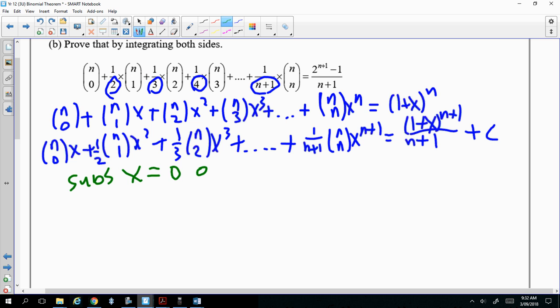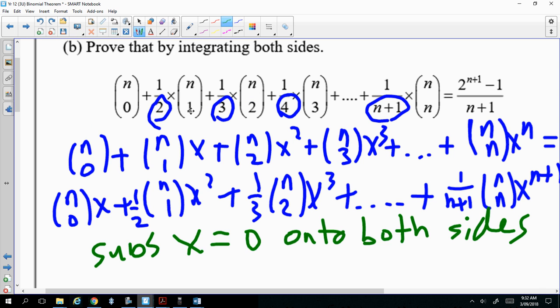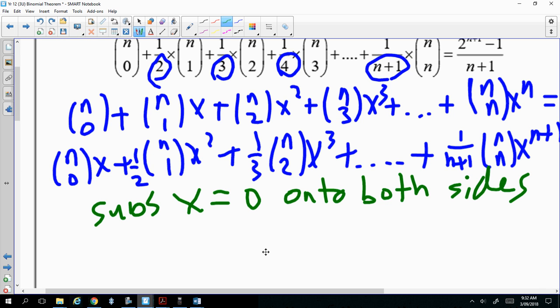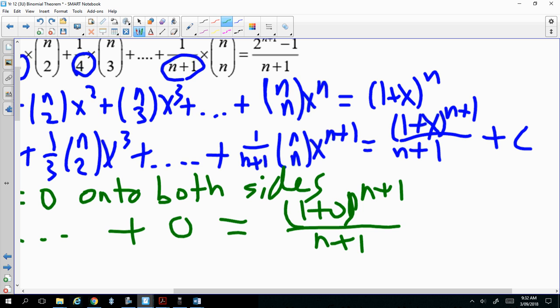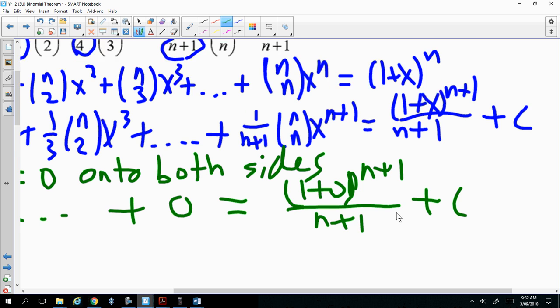So you get 0 plus 0 plus dot dot dot 0 equal (1 plus 0) to the power of n plus 1 on n plus 1 plus c. And what do you get? You get 1 over n plus 1 plus c is 0. Therefore, c equal to negative 1 over n plus 1. Okay? Because 1 to the power n plus 1 is 1.